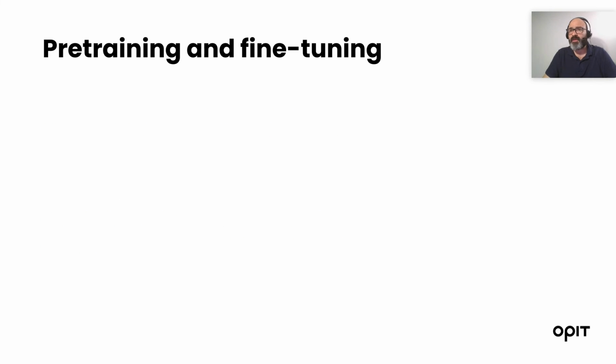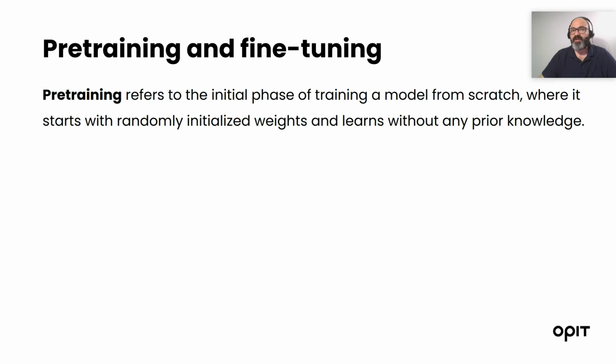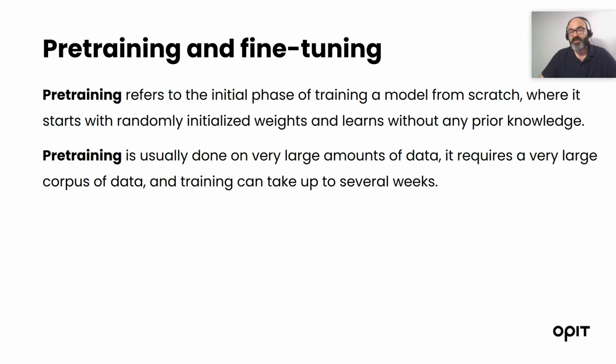So let's delve a bit more into technical content. What is pre-training? What is fine-tuning? Pre-training refers to the initial phase of training a model from scratch, where its weights are randomly initialized and the model learns without any prior knowledge. Pre-training is usually done on a very large amount of data, and it requires a very large corpus, and training can take up to several weeks.